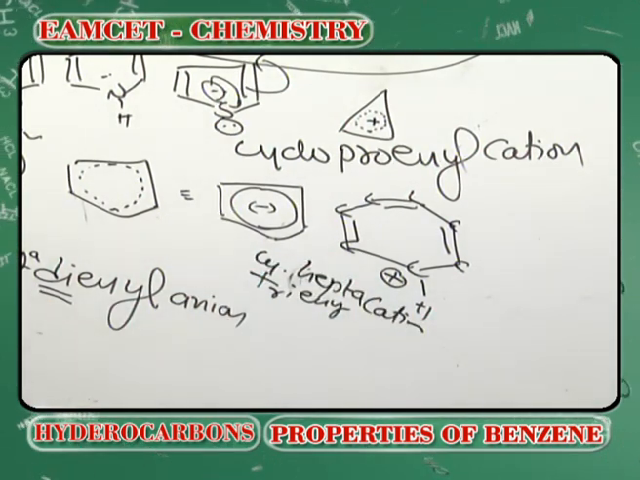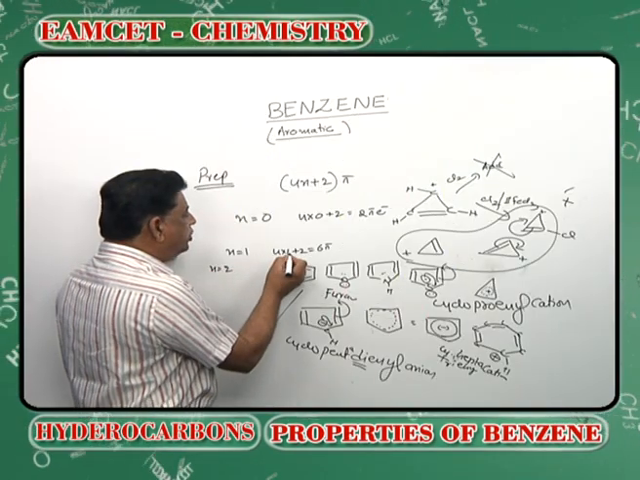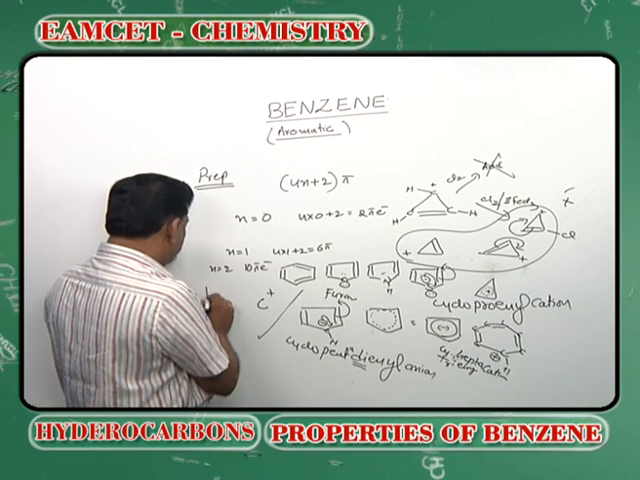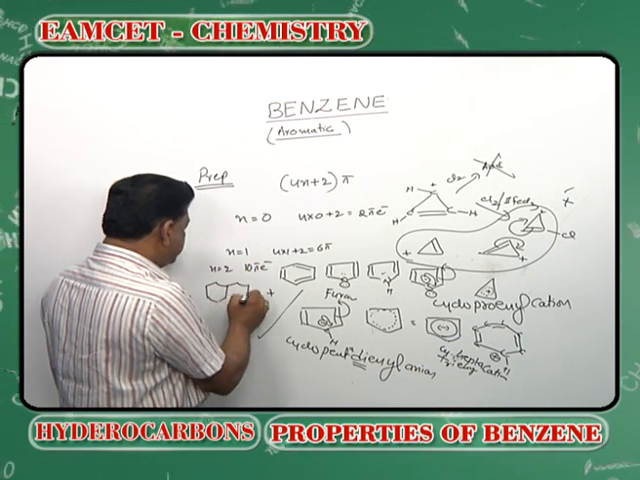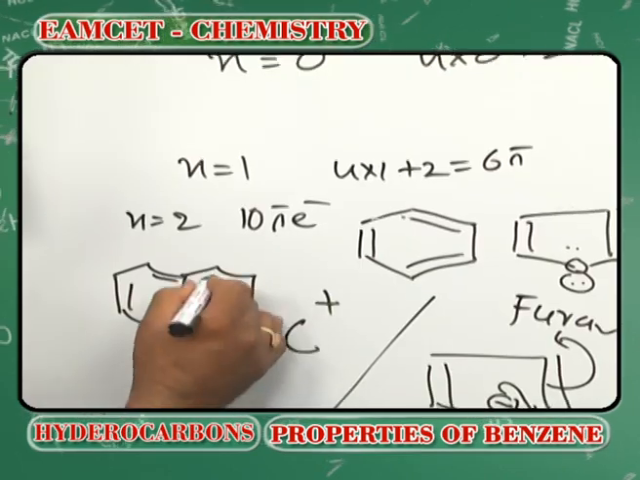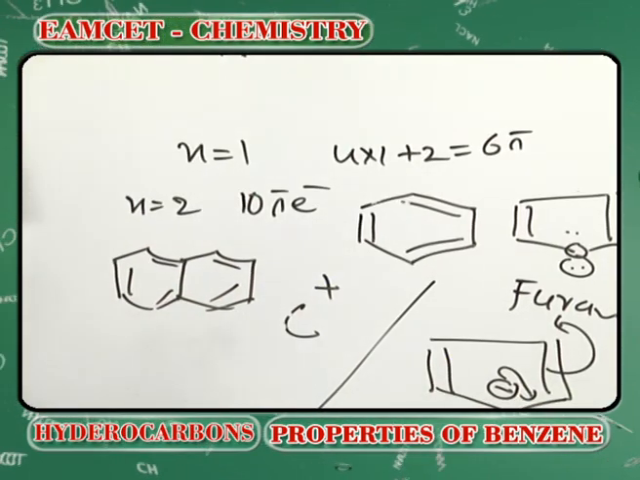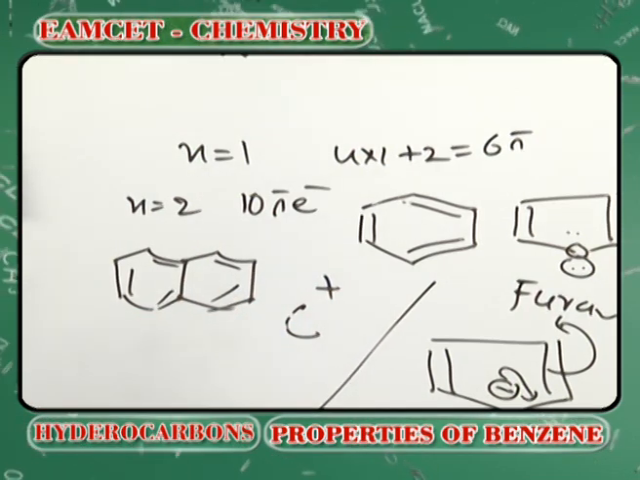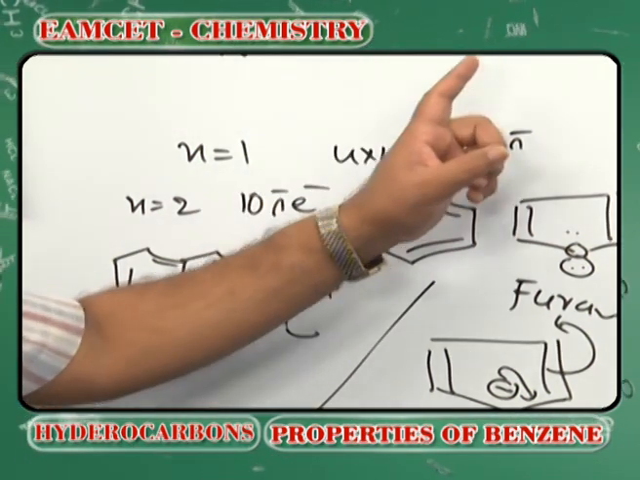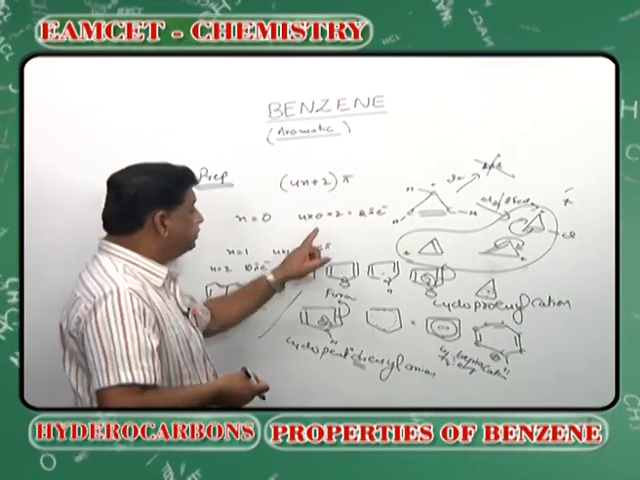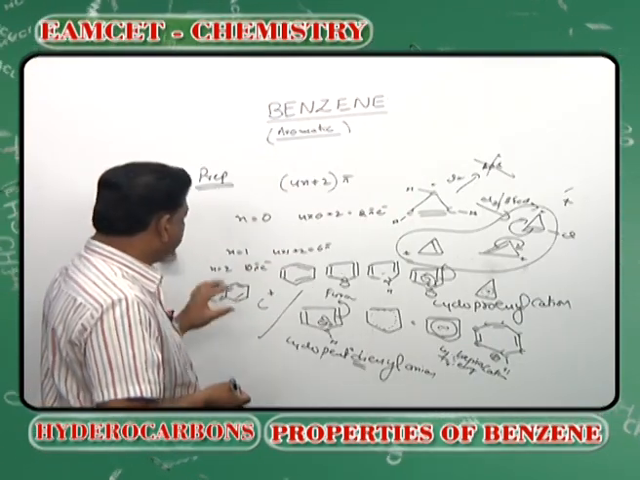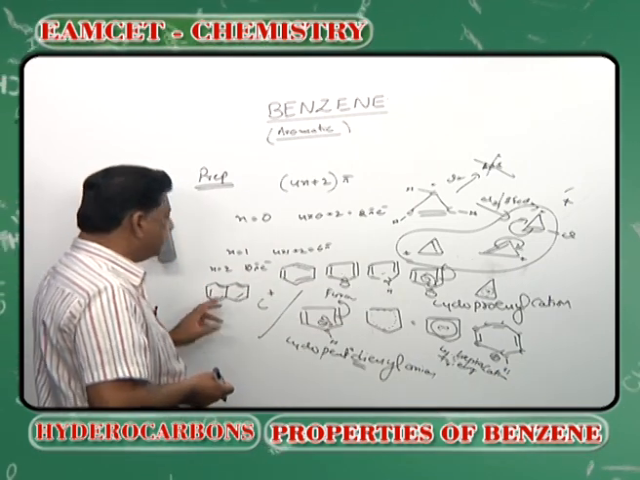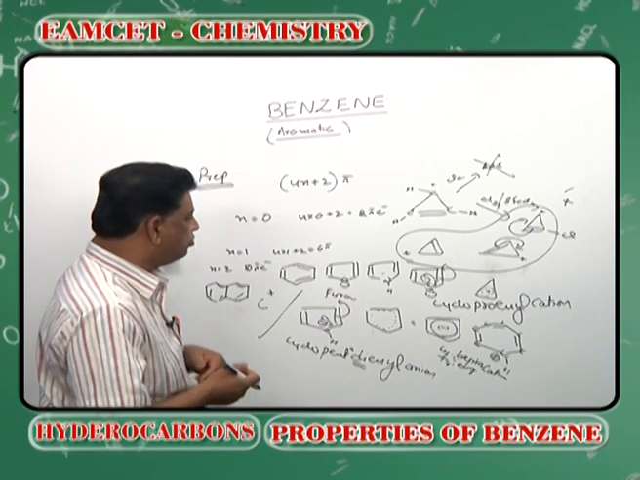Similarly, when n equals 2, 4 into 2 is 8, plus 2, 10 pi electrons is aromatic, for which you can take a 2-benzene system like the naphthalene molecule and so on, anthracene for n equals 3 and so on. You can take a number of examples. But the only thing is that n cannot be a fraction. It can be 0 also. Actually, Huckel dealt with only single-ring compounds. Later, it was extended to 3-membered and 4-membered systems and so on.